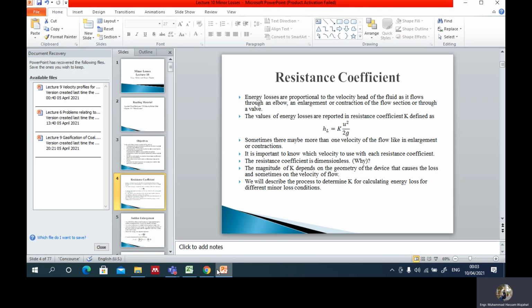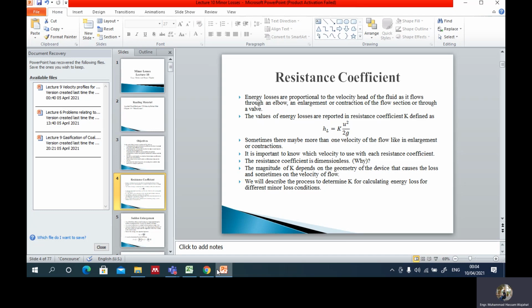So coming back to the resistance coefficient, जब हम बात करते हैं resistance coefficient की, energy losses are proportional to the velocity head. ये हमने आपको चैप्टर 7 में बताया था कि energy losses HL is directly proportional to velocity head, which is u square upon 2g. जब आप proportionality sign हटाएंगे, mathematically when you remove a proportionality sign, you equate the equation to some constant.